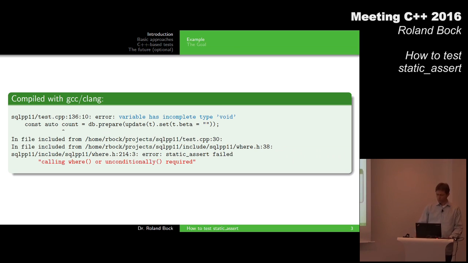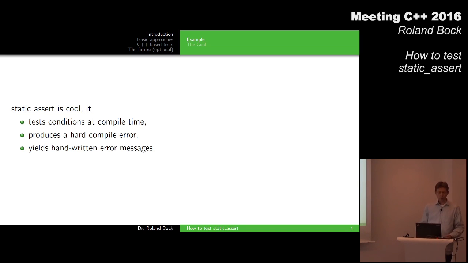Okay? And that is cool. That's very, very helpful because if you want to use this library, it's good to have these handwritten error messages, and that's what static assert is for. You can test at compile time, and you can test for certain conditions. It produces a hard compile time error, so there is no recovery from that, and it yields handwritten error messages. That is exactly what you want in some situations.